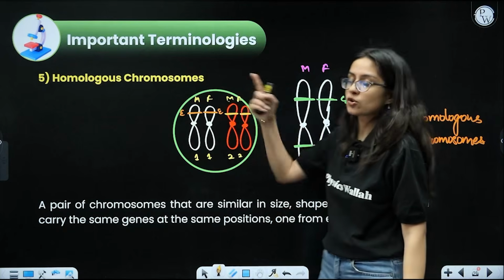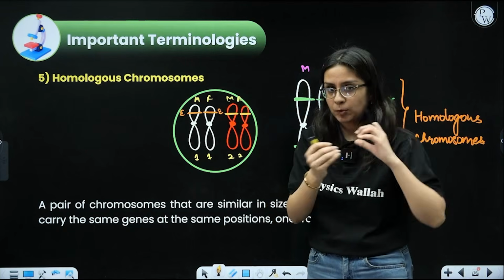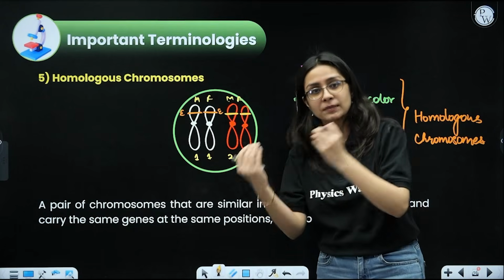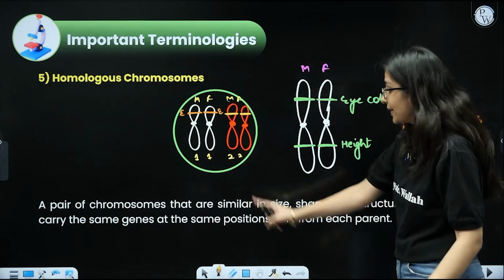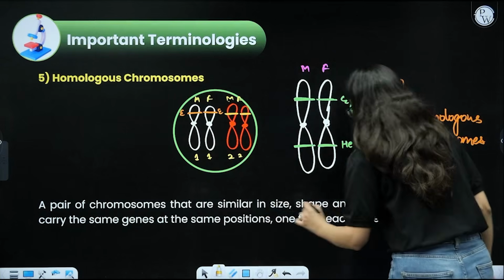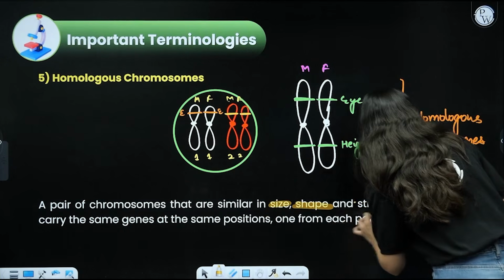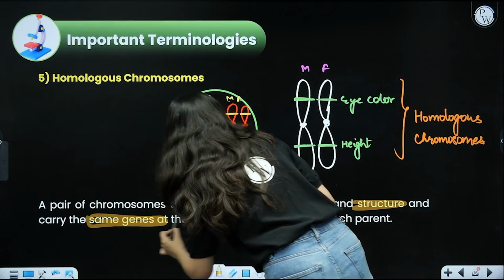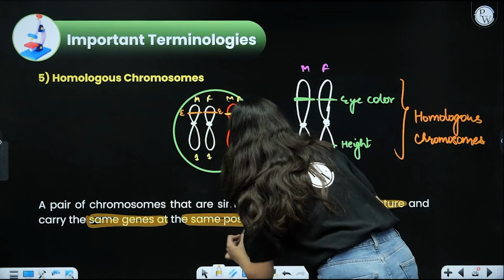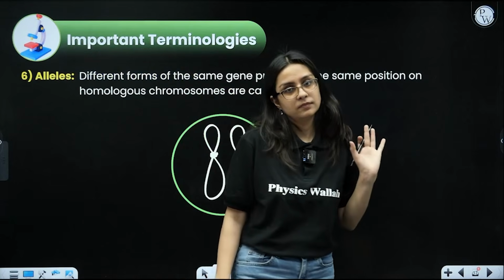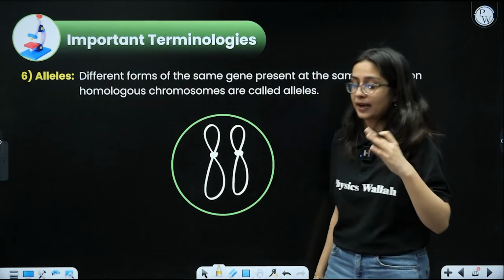And these homologous chromosomes are basically one contributed by the mother's side, one from the father's side, you can say one from the egg, one from the sperm. A pair of chromosomes that are similar in size, shape and structure, and also have the same genes at the same place. Same gene at the same place, they are from each parent, are termed as homologous chromosomes. Very, very easy to understand.